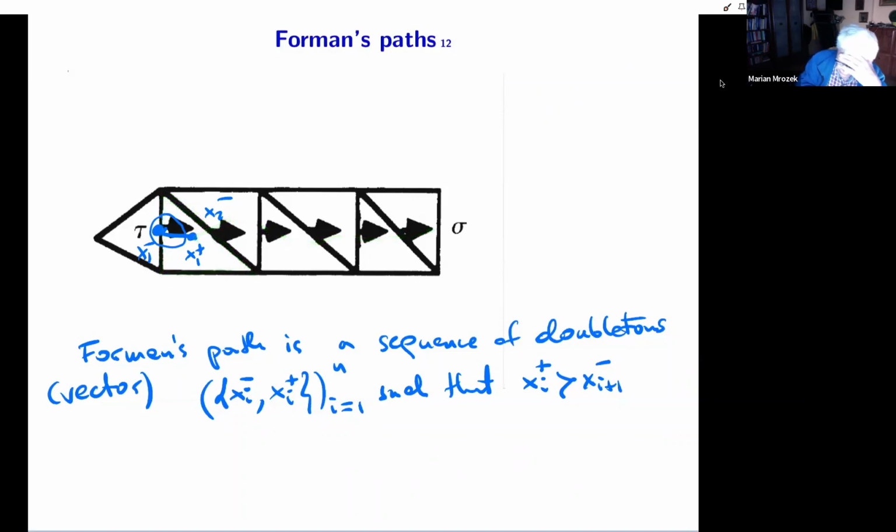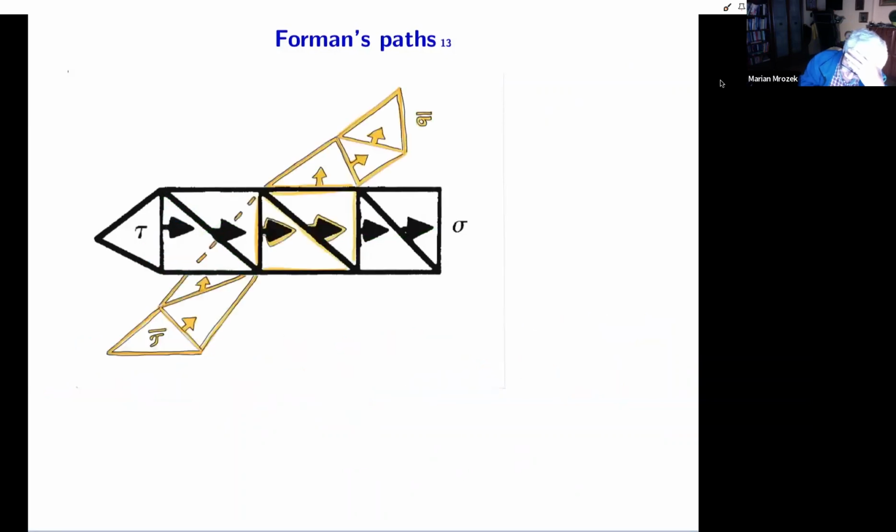What is hidden in this concept is something I let myself add to Forman's picture. Namely, it's quite possible that you have more triangles here. So this was just to illustrate the path. But of course, the simplicial complex may be huge. So actually, in his path, when he went to this triangle here, then he chose to go to this face, but there is another face. And here there may be another vector. So he has options here.